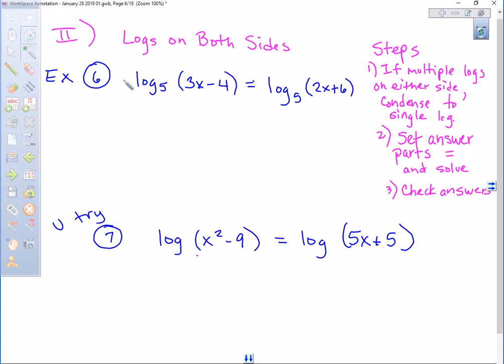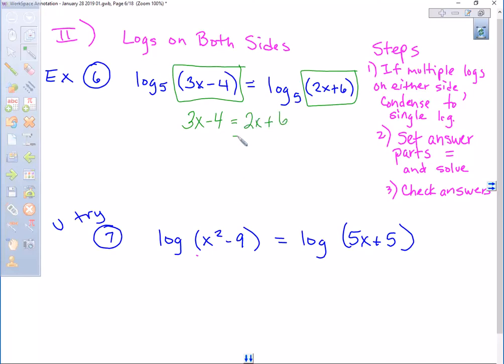So in this example 6, this one's pretty simple. There's nothing to do over here because it's a single log. There's nothing to do over here because it's a single log. Now, do our logs have the same base? Yes. So if they have the same base, the only way this can be an equal statement is if this answer part equals this answer part. That's the only way. So all we have to do is set 3x minus 4 equal to 2x plus 6.